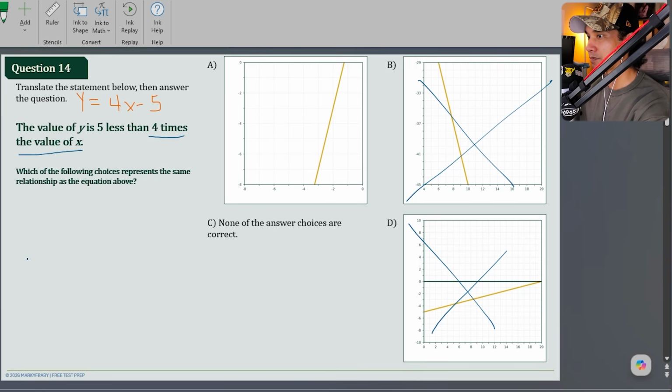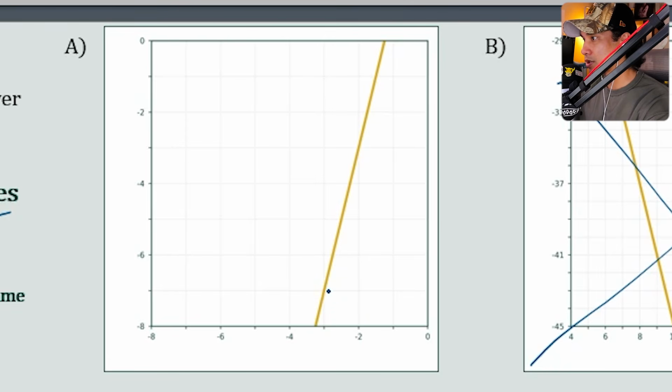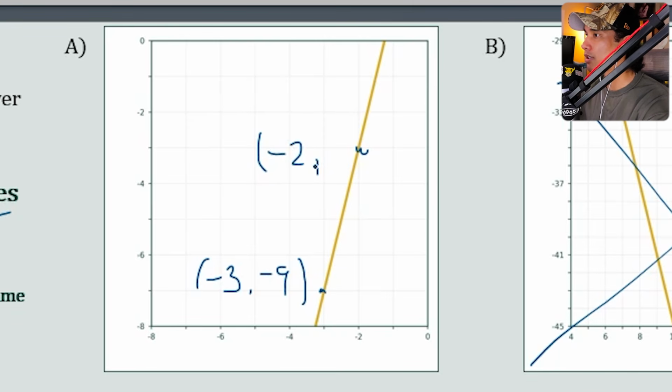So let's go ahead and choose 2 points. I'm going to choose this one right here, and this is -3 comma -9. Then I'm going to choose this one right here, and this is -2 comma -3.